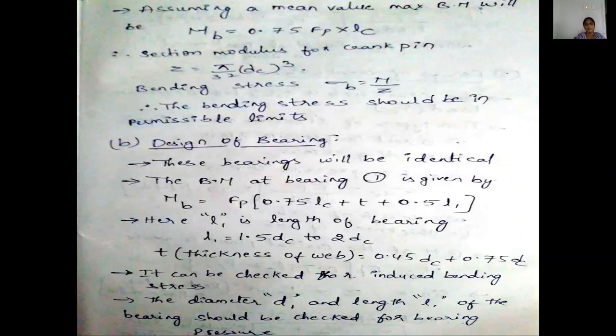The design of bearing, these bearings will be identical, and also MB is equal to Fp into 0.75 Lc plus T plus 0.5 L1, where L1 is nothing but the length of the bearing. L1 we can take as 1.5 DC to 2 DC. Like that, you will find out the thickness of the web. Thickness of the web is nothing but 0.45 DC to 0.75 DC. The procedure is the same for all the problems.